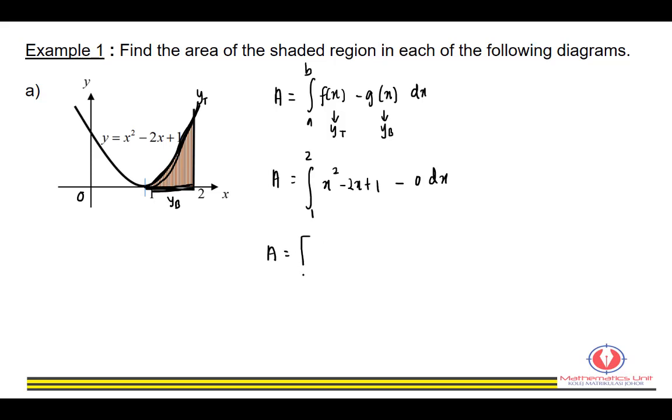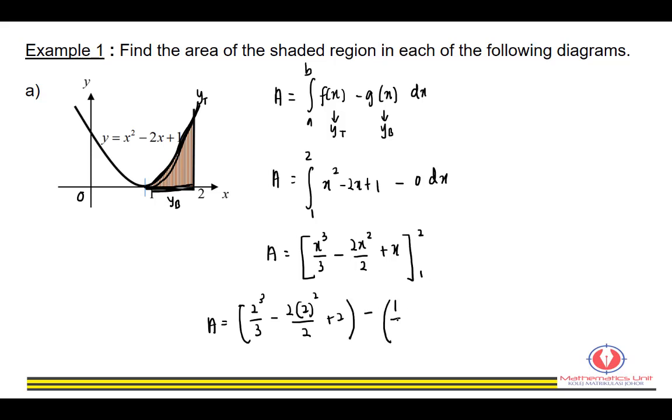So we can integrate. Integrate x squared, you will get x cubed over 3, minus integrate 2x, you will get 2x squared over 2, plus integrate 1, you will get x. Remember the limits 1 and 2. Now you have to substitute the values 2 and 1 into the function. For value 2, you will get 2 cubed over 3 minus 2 times 2 squared over 2 plus 2, minus, substituting 1 into the function, 1 over 3 minus 2 times 1 over 2 plus 1. If you calculate, you will get 2 over 3 minus 1 over 3. So the final answer for this example is 1 over 3 unit squared.